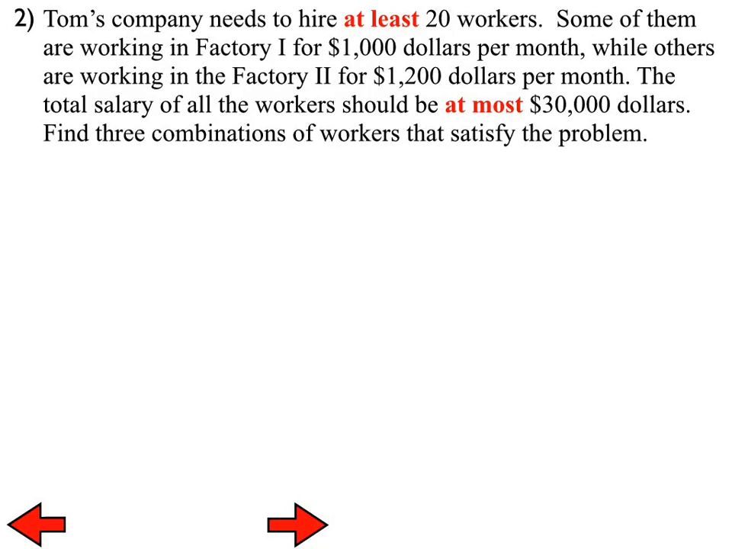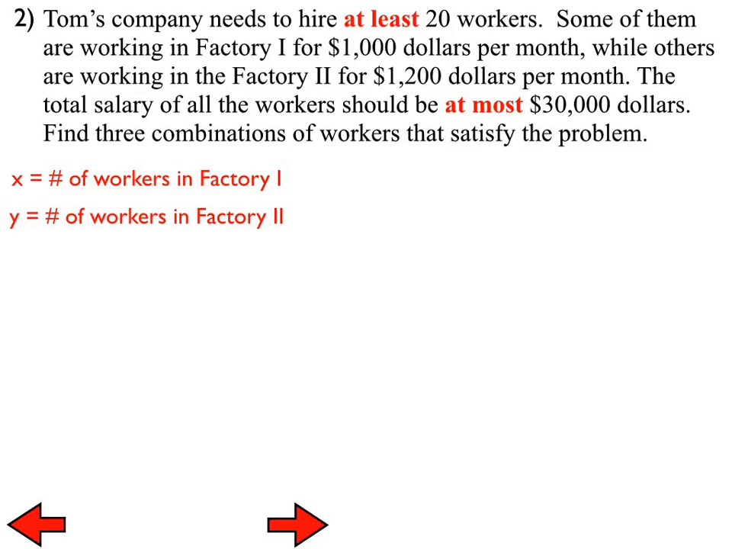So what we want to do is set up a system of inequalities that will satisfy this problem. I'm going to state that X represents the number of workers in Factory 1. I define my variables in every single word problem that we do. And I'm going to say that Y represents the number of workers in Factory number 2. One of the reasons why that's important here is that if I don't have any labels on my x-axis and y-axis, that helps me determine what those look like. And so your coordinate plane looks like this.